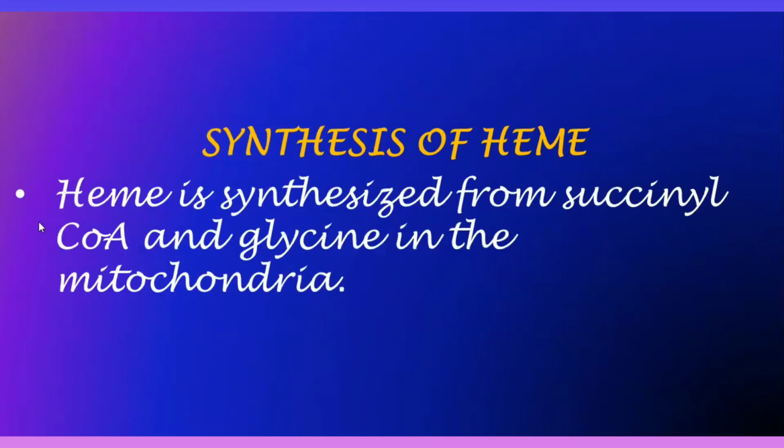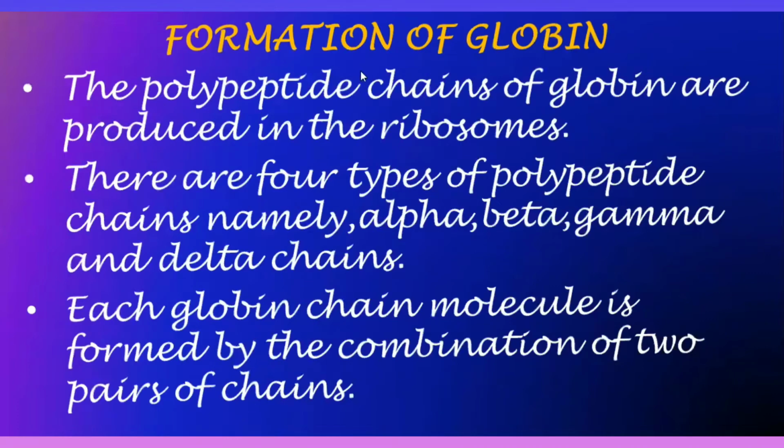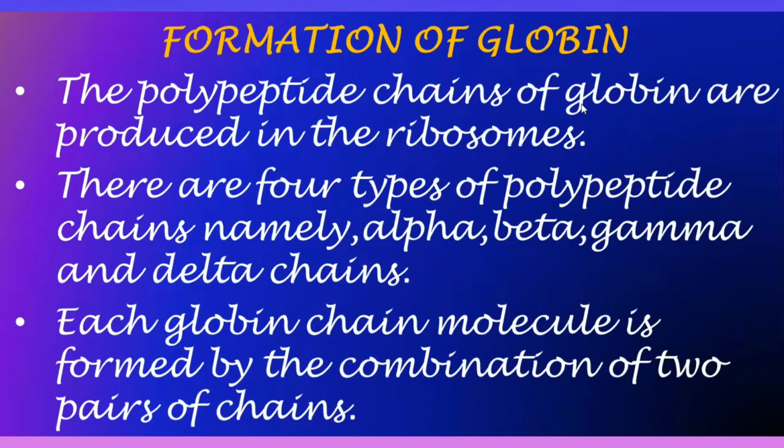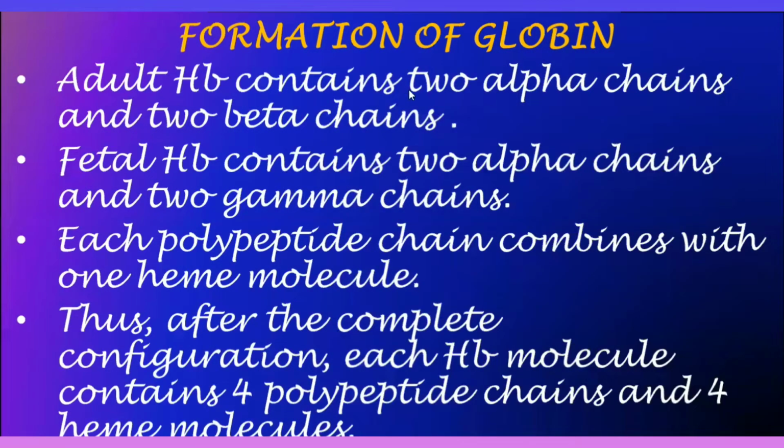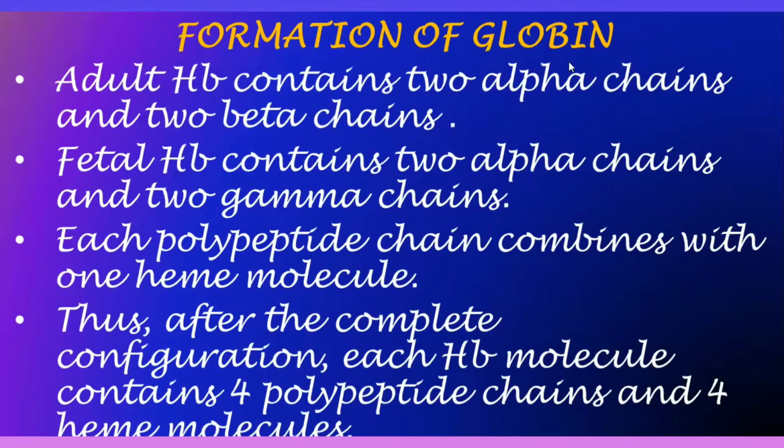Heme is synthesized from succinyl coenzyme A and glycine in the mitochondria. Formation of globin. The polypeptide chains of globin are produced in the ribosomes. There are 4 types of polypeptide chains, that are alpha, beta, gamma, and delta chains. Each globin molecule is formed by the combination of 2 pairs of chains. Adult hemoglobin contains 2 alpha chains and 2 beta chains. Coming to fetal hemoglobin, it contains 2 alpha chains and 2 gamma chains.